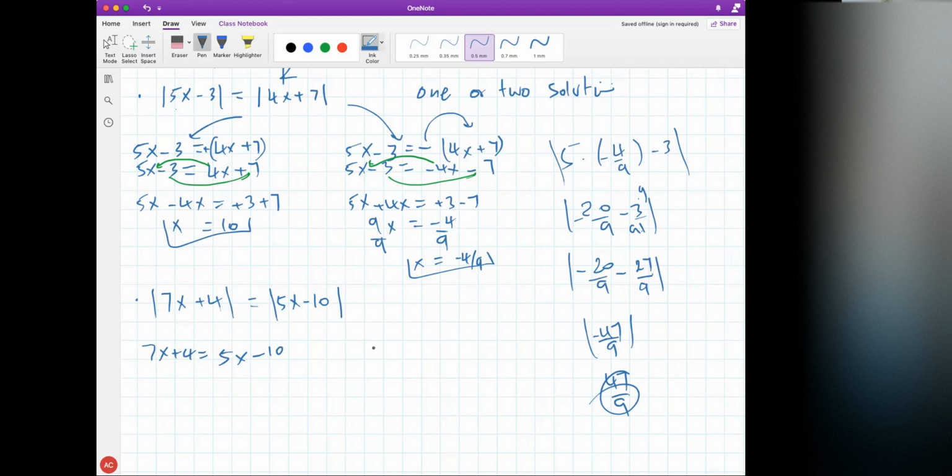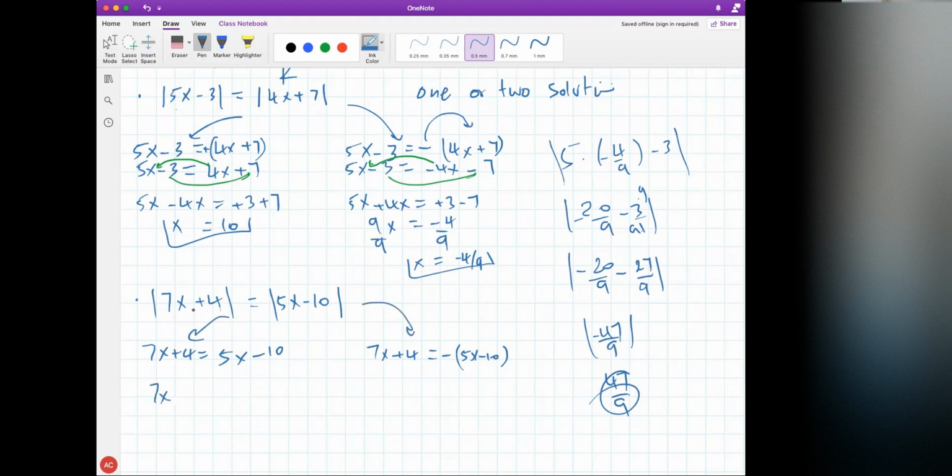What is the other equation? It's going to be the negative of the other side. That's right. You just need to add another negative here. So 7x plus 4 equals negative, make sure it's in parentheses, 5x minus 10. Again, that's it. That's the new thing today. The rest is just solving equations as we did last time.